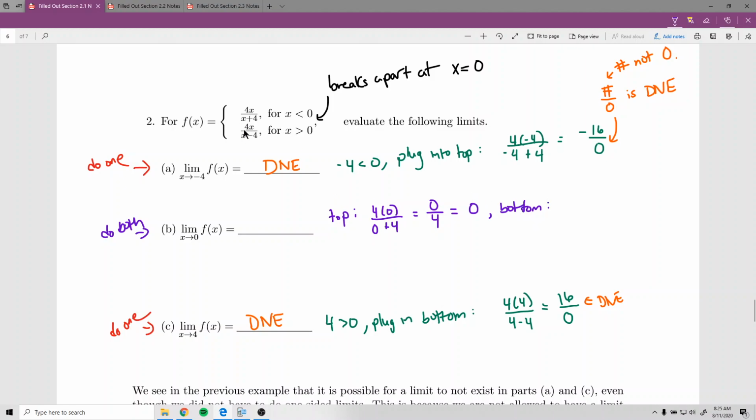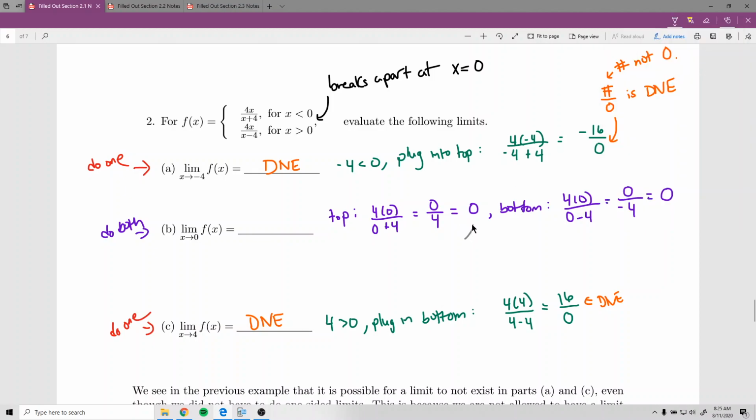Now for the bottom, we want to plug in 0 on the bottom. We get 4 times 0 over 0 minus 4. 4 times 0 is 0, and 0 minus 4 is -4. Once again, as long as the number on the bottom is not 0, and the top number is 0, then that's 0.